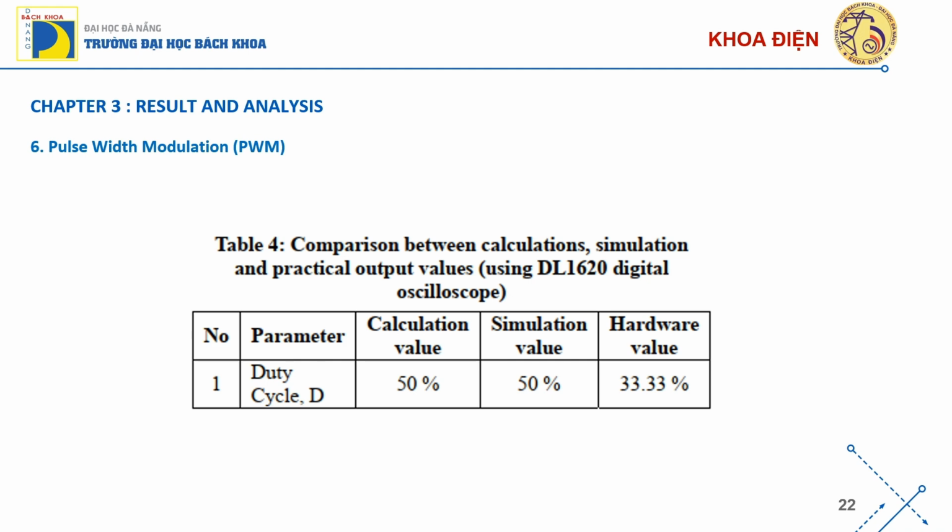Interestingly, while the design and simulation assume a duty cycle of 50%, the measurement from the hardware shows a duty cycle of 33%. This difference could be due to several factors such as component tolerance or measurement. Despite this difference, the output voltage still met the 24 volts.